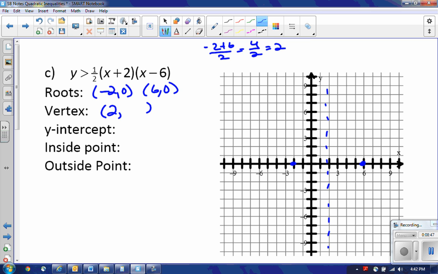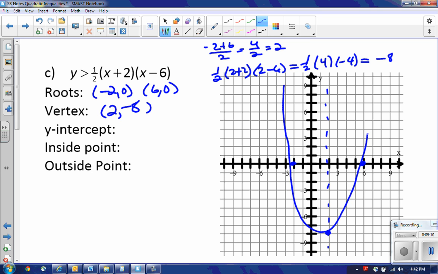To figure out the y-coordinate, we're just going to plug that in. So 1/2 times (2 plus 2) times (2 minus 6). So that's 1/2 times 4 times -4. -16 times 1/2 would be -8. So my vertex is at the point 2, -8.